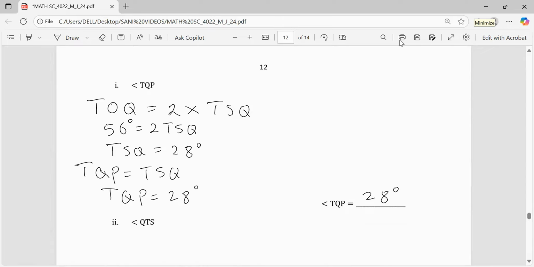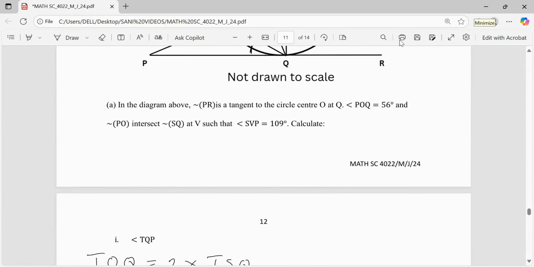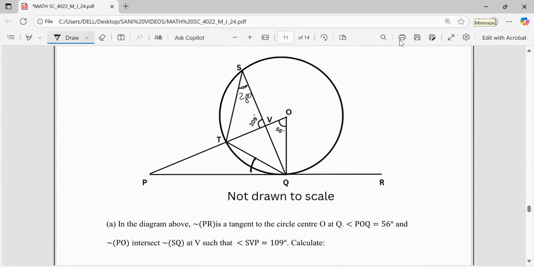Next question, calculate QTS. Let us mark our QTS. So this is our QTS here. Now to get QTS, we can get our OTS, that is the angle here at OTS. Then we also find the angle at OTQ. Then we add it together to get our QTS.